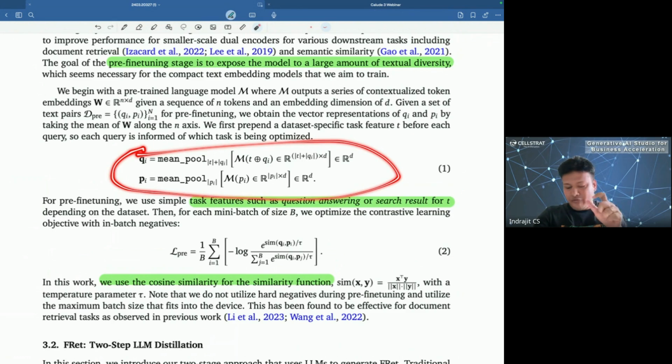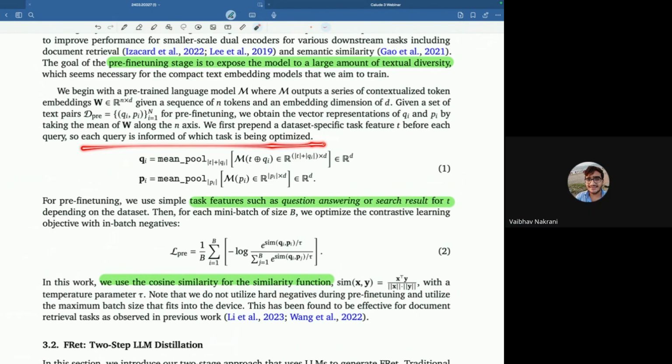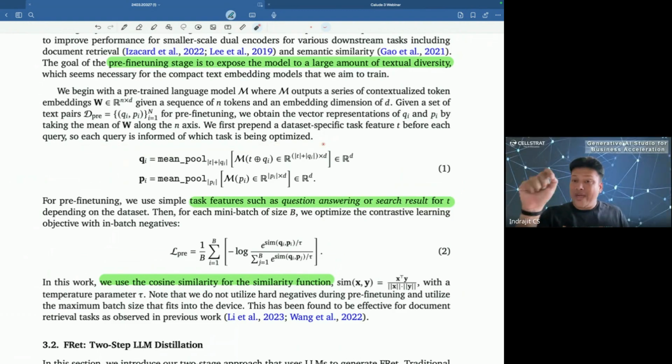That's what is an average that they are getting using QI and PI. Okay, so they basically prepend a data specific task feature before each query. So each query is informed of which task is being optimized for. So they are trying to optimize based on the specific query.